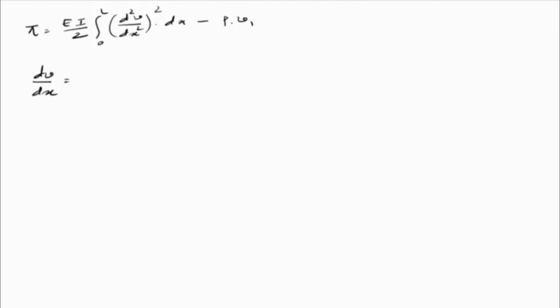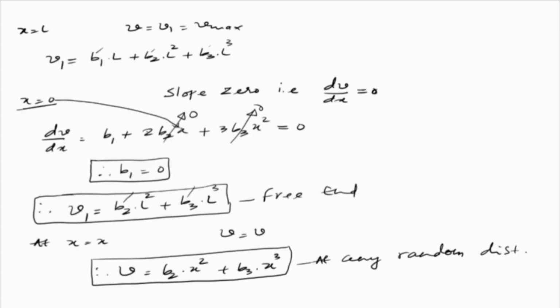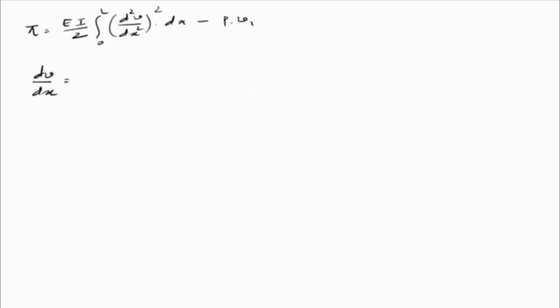You have already done this. What have I obtained? I have obtained B1 plus 2B2x plus 3B3x square. So I'll write that down. When I differentiate V once, I'll get B1 plus 2B2x plus 3B3x square. But in the equation, it requires two times. Therefore, I'll differentiate it once again.